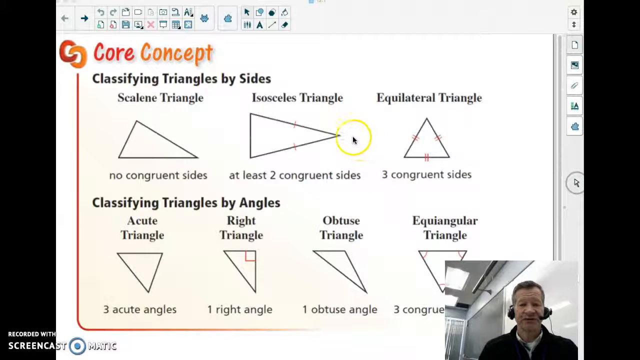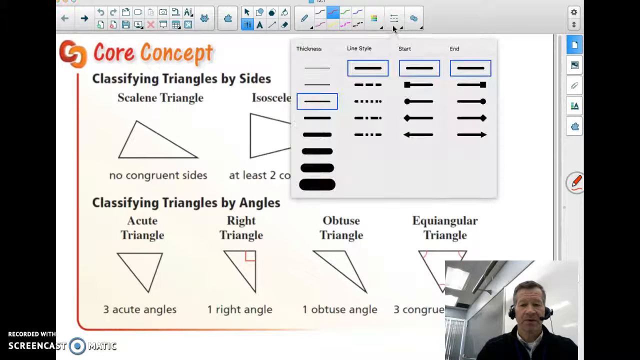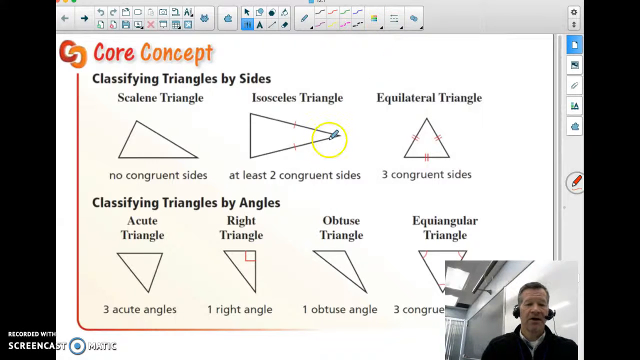We have made it to the last chapter of the book. Section 12.1, example 1 is what we're going to talk about first. And what we're going to do is talk about triangles in this chapter. The first thing is we want to be able to classify triangles in two ways.